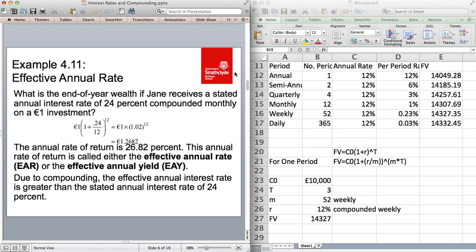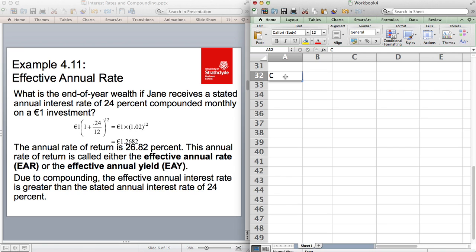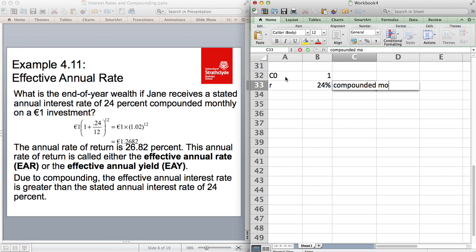So, here's an example. What is the end of your wealth if Jane receives a stated annual interest rate of 24% compounded monthly on a €1 investment? So we're going to go straight into this. C naught is €1. R is equal to 24% compounded monthly. M is monthly, so M is equal to 12. T is equal to 1.